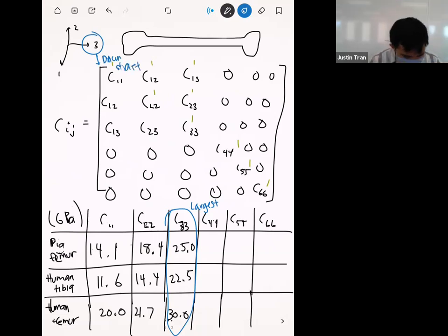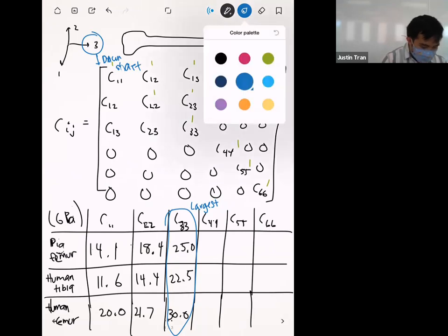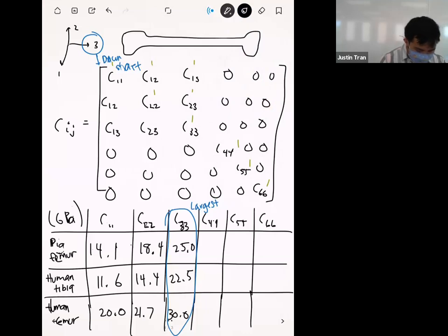And so it makes sense that this material constant is the largest, because we know that bones are the strongest when they're loaded in compression and tension. Meanwhile, if you load them as a normal force in the 1 or 2 directions, you can see that it's not as strong, but still fairly strong. The values for C11 and C22 are fairly comparable, but you get a little bit more strength in the transverse direction, going one way versus the other way.